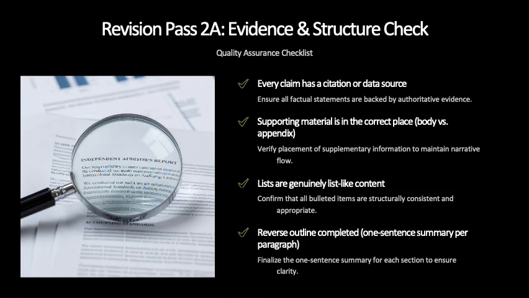For the second revision pass, we have 4 checkpoints, and 2 of them catch issues that are harder to fix than they look. The citation check is straightforward. Go through each factual claim and confirm it has a source. The body versus appendix distinction matters more. If your argument depends on a table or figure, it belongs in the body. If it's supporting context, it goes in the appendix.